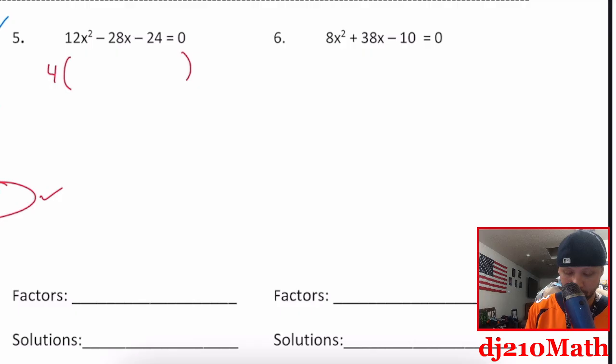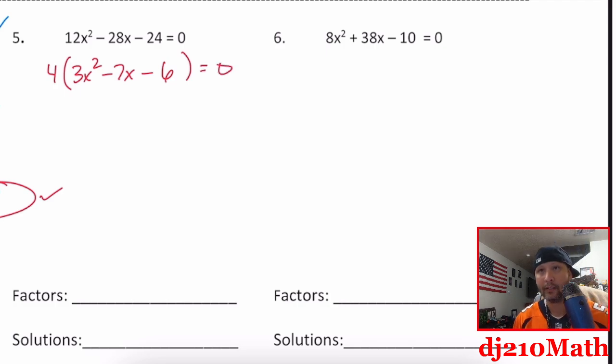And left behind, 12 divided by 4 is 3. 28 divided by 4 is 7. And then 24 divided by 4 is 6. Okay, 3, 7, and 6. All right, no more GCFs can come out. So we go straight to our process.